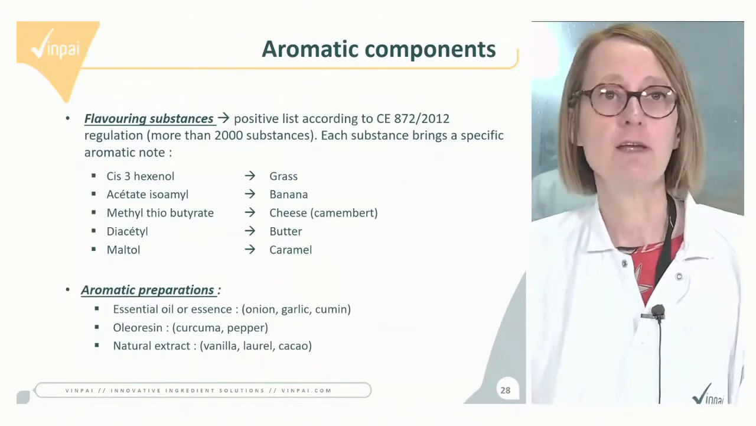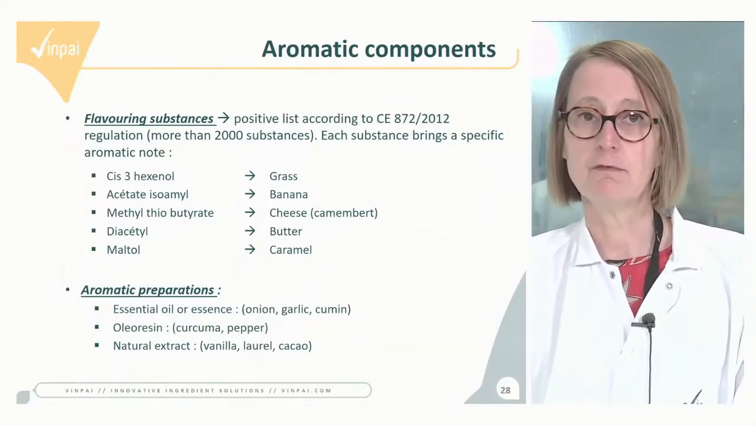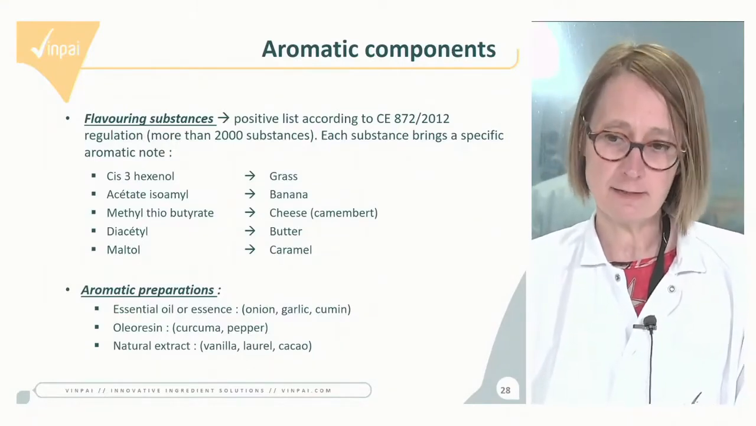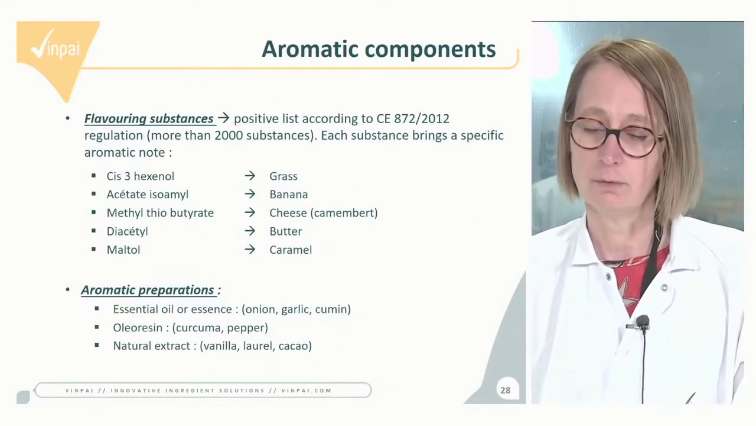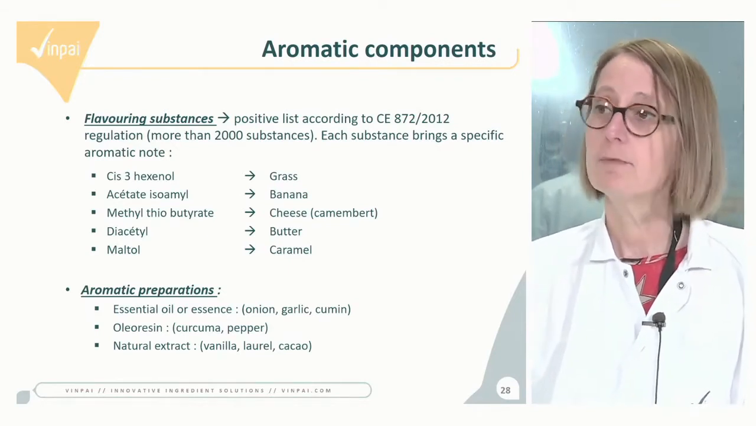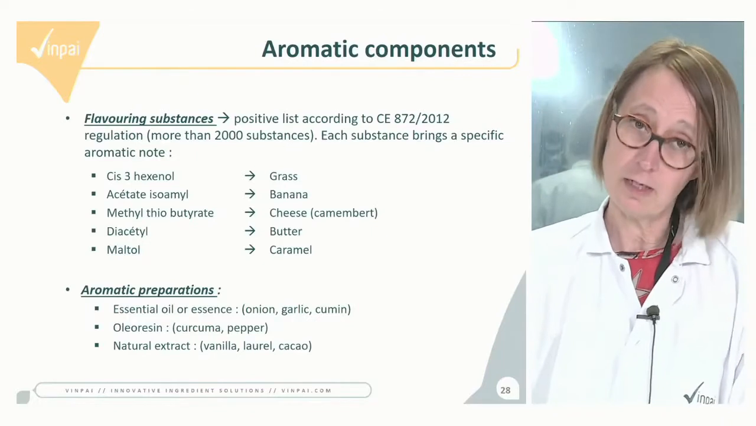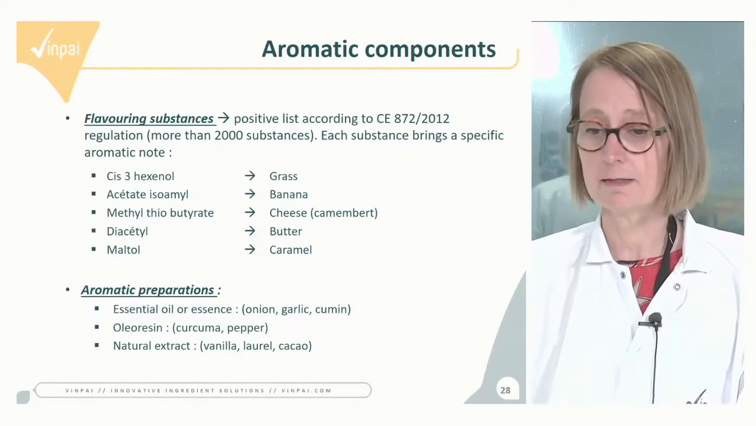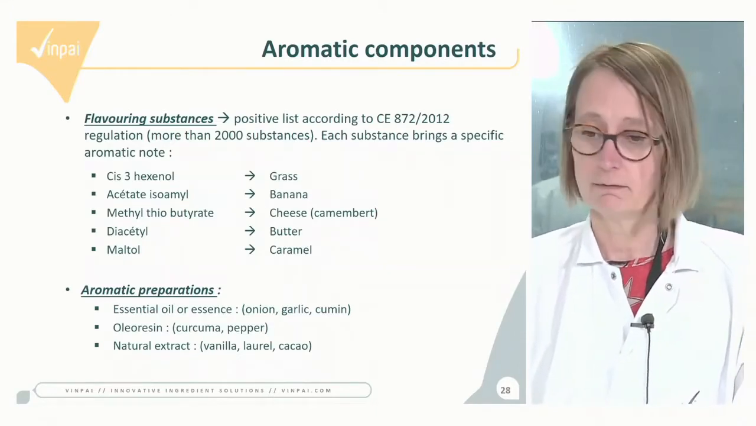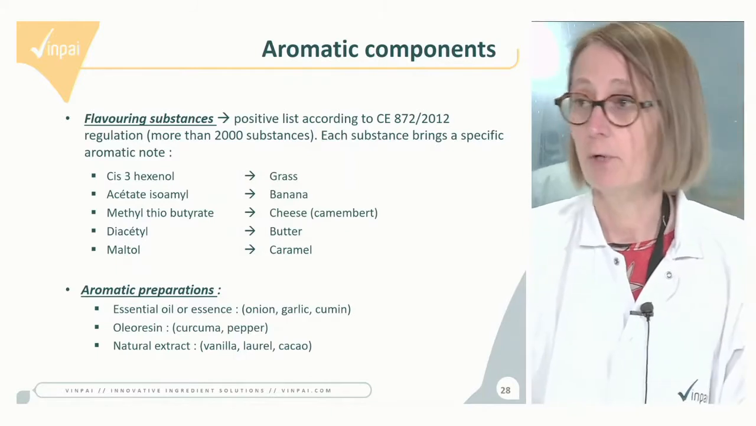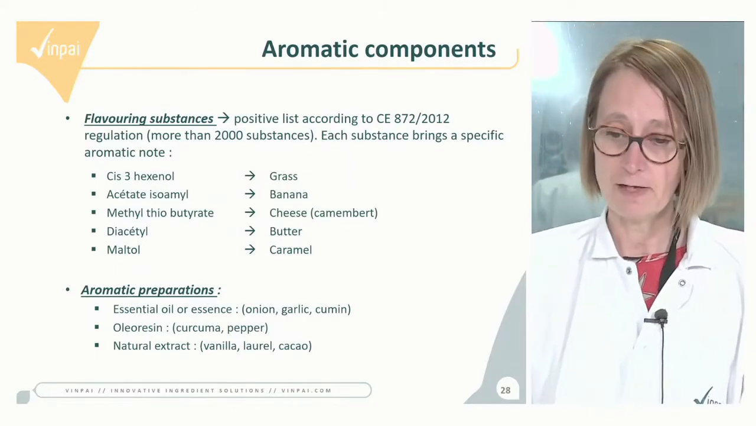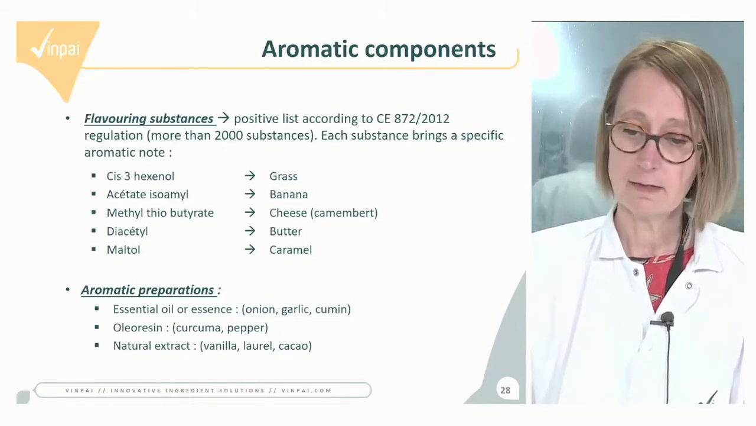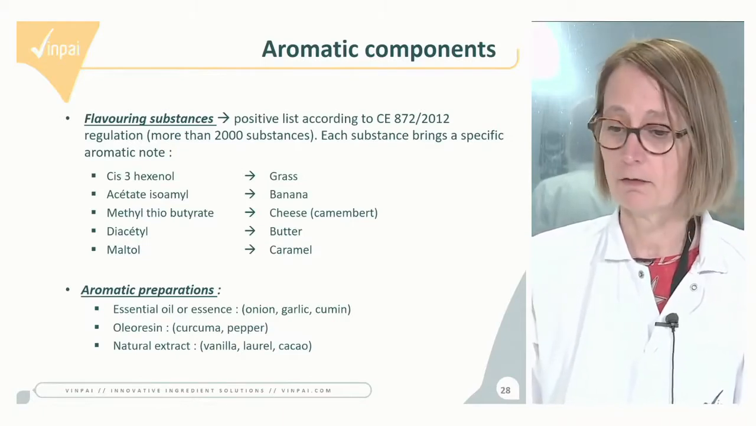Now the second part of a flavor, it's the aromatic components. It can be flavoring substance. Those flavoring substances are listed in a positive list, which is made by the European legislation. This positive list contains more than 2,000 substances, each substance giving a specific aromatic note. For instance, cis-3-hexenol gives a grass flavor, and diacetyl gives a butter flavor. Second part of the flavor, the aromatic preparations. It could be essential oil, essences, oleoresins, or natural extracts like vanilla, for instance.